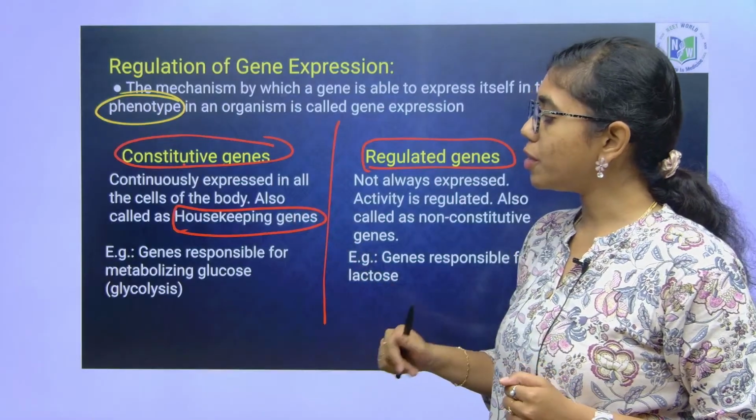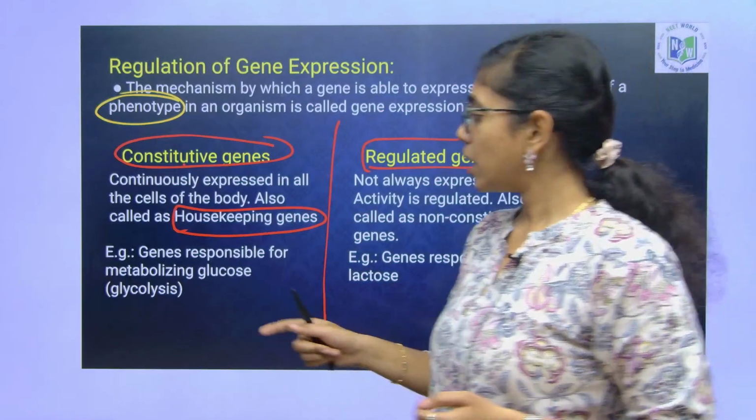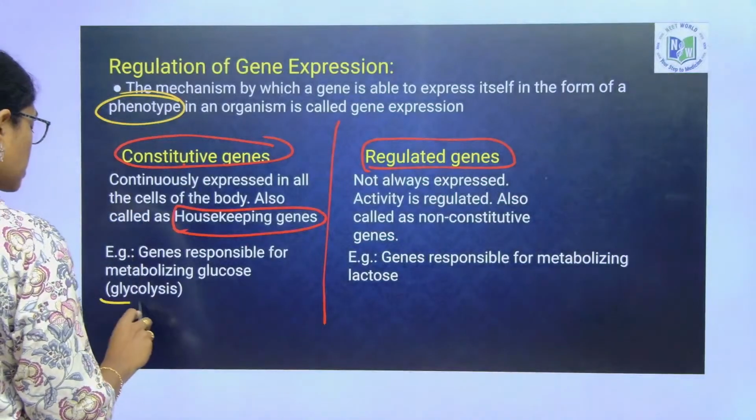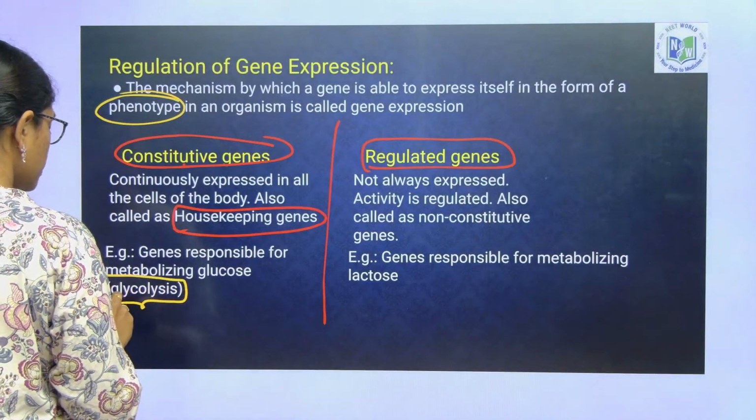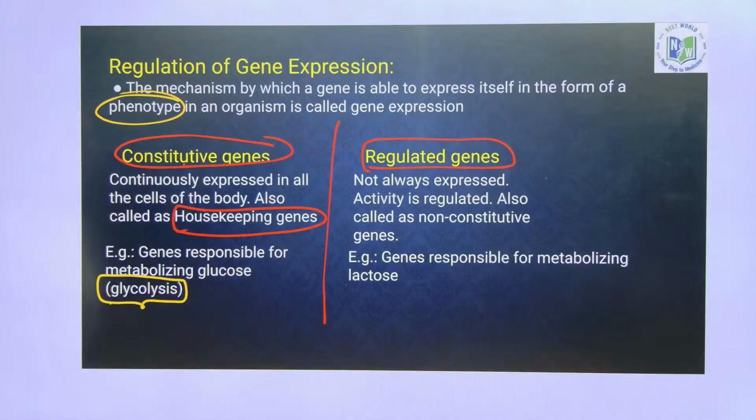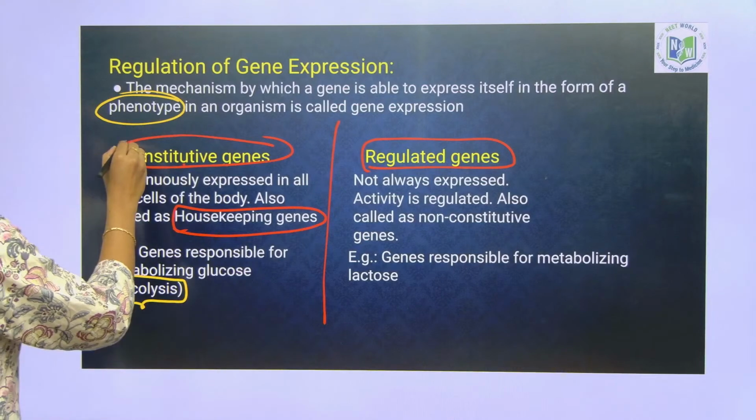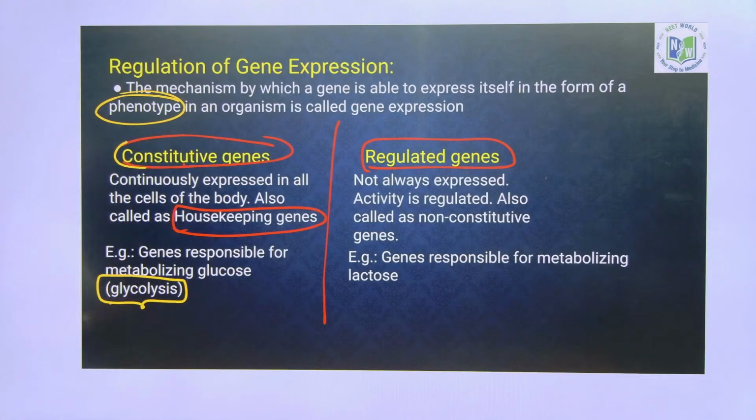Genes responsible for metabolizing glucose. This conducts what? Glycolysis. This conducts glycolysis. Genes responsible for metabolizing glucose are what? Constitutive genes only. Nothing is inducing here. Those genes are continuously expressing.